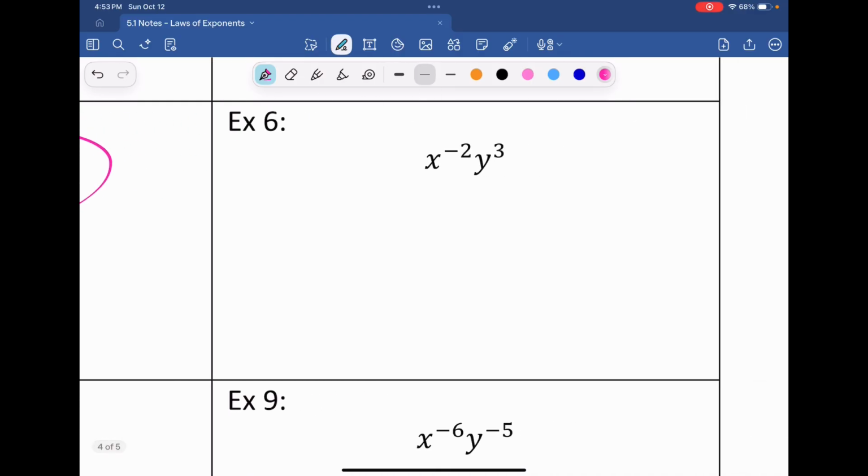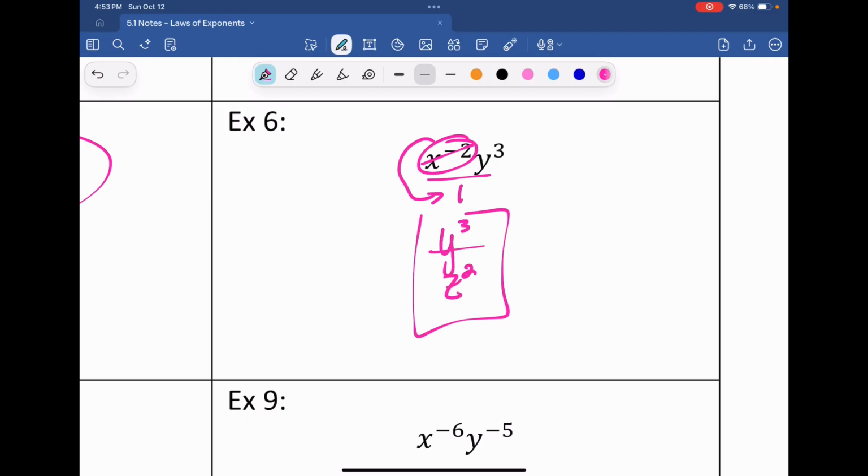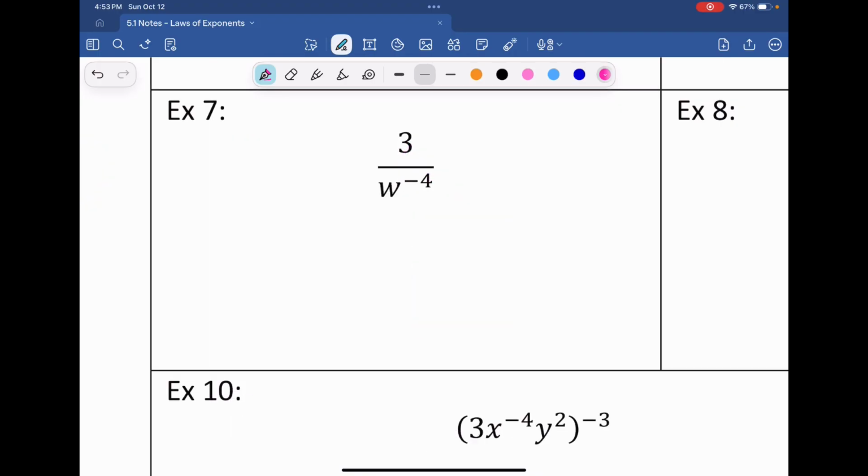All right, now be careful when you have mixed positives and negatives. The only thing that switches spots is the negative exponent. So it's just that one. So it's going to go down to the bottom. Exponent becomes positive. All right, w to the negative 4th is in the bottom, so it goes to the top. Exponent becomes positive.